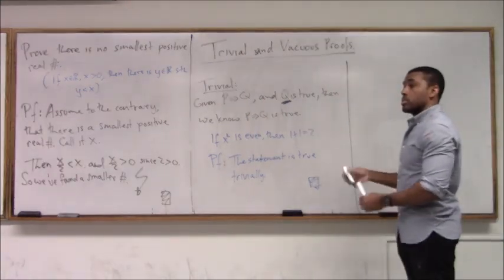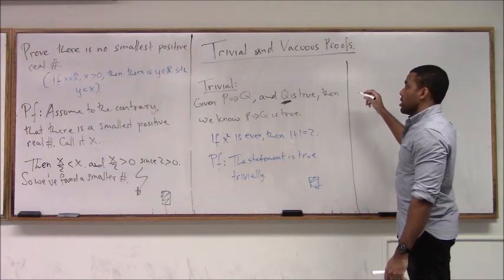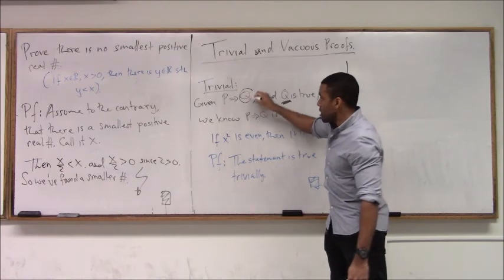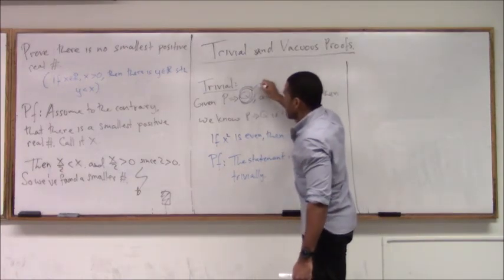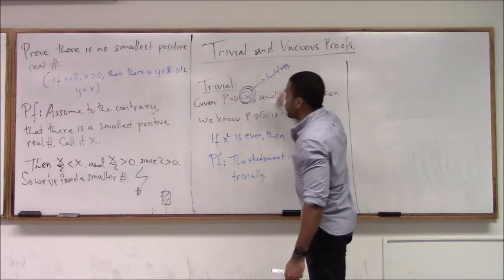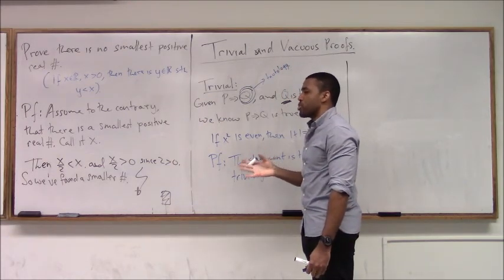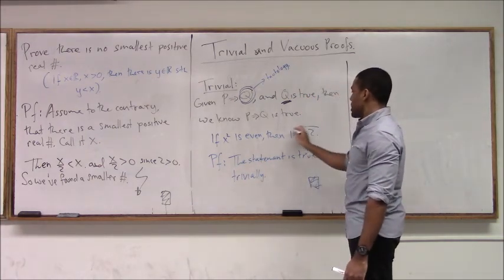Trivial proofs are only really good for tautologies then, right? If you already know that Q is true, then it's a tautology. It's either you know it's true, or you can kind of see that it's easy to prove that it's always true. Usually it's going to be a statement that you can see.